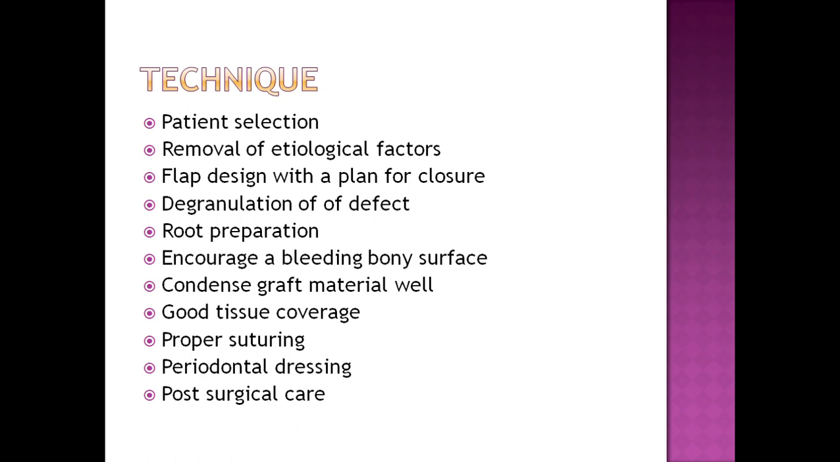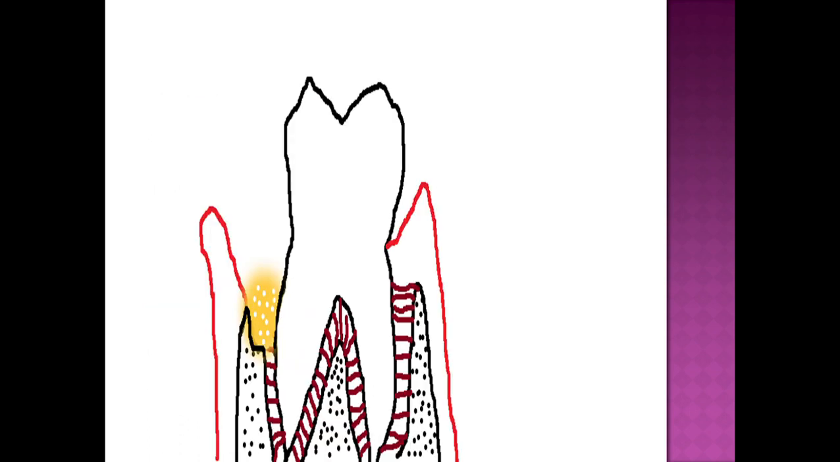So, the technique of grafting, because it's asked in the question. First, patient selection, removal of etiological factors, flap design with a plan for closure, degranulation of the defect, root preparation, encourage a bleeding bone surface, condense graft material well, good tissue coverage, proper suturing, periodontal dressing, and post-surgical care. And if you have enough time, you can draw the diagram of a defect.